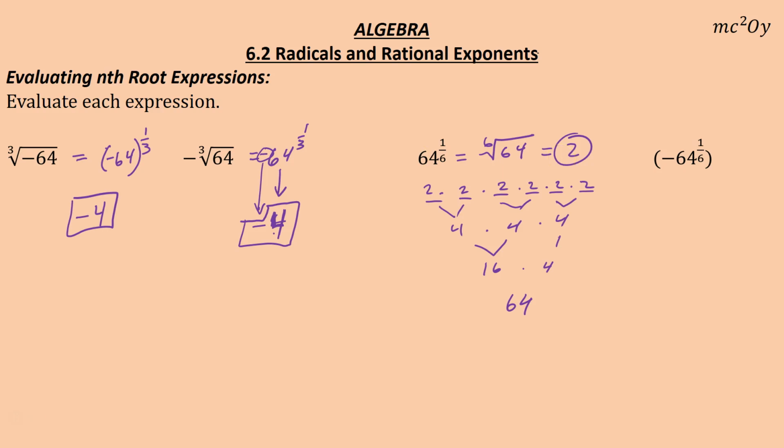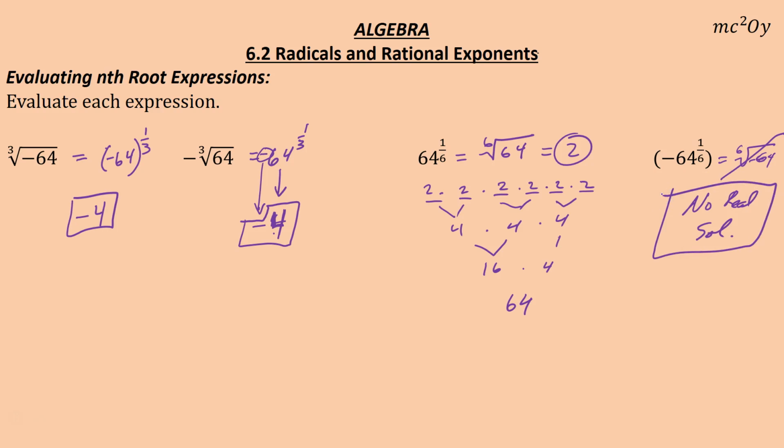Okay? Well, this one says the sixth root of negative 64. So what number times itself 6 times makes negative? And remember, you cannot take an even root of a negative number. This is no real solution.